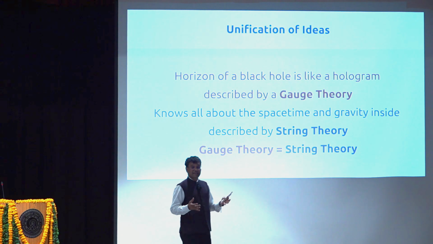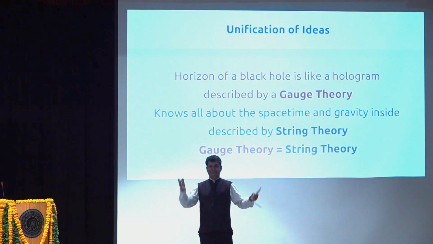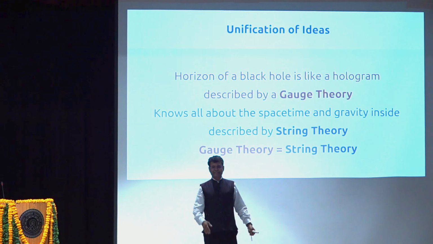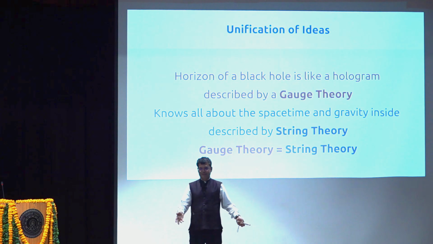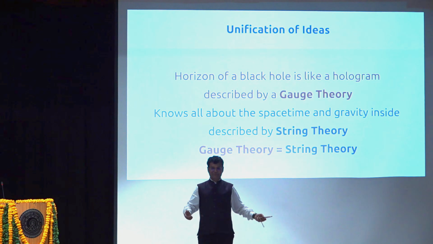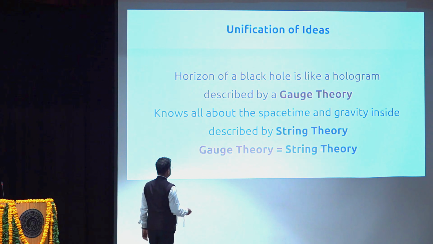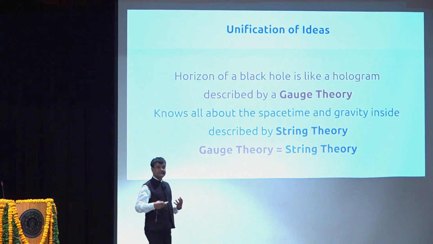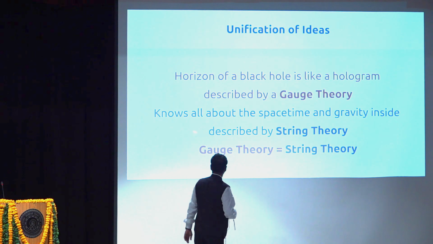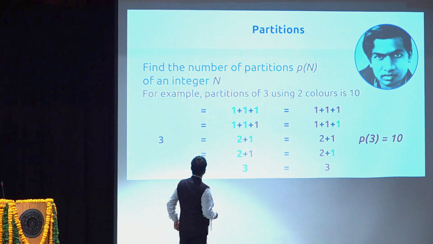It means that a theory in which nothing is falling, because in gauge theory, like electromagnetism, there is no gravity and things don't fall down, is equivalent to a theory in which things are falling, in which there is gravity. So the equivalence between gauge theory and string theory was one very big surprise that was uncovered in the last 20 years. And somehow the gauge theory knows all about it. Okay, I'll speed up now.